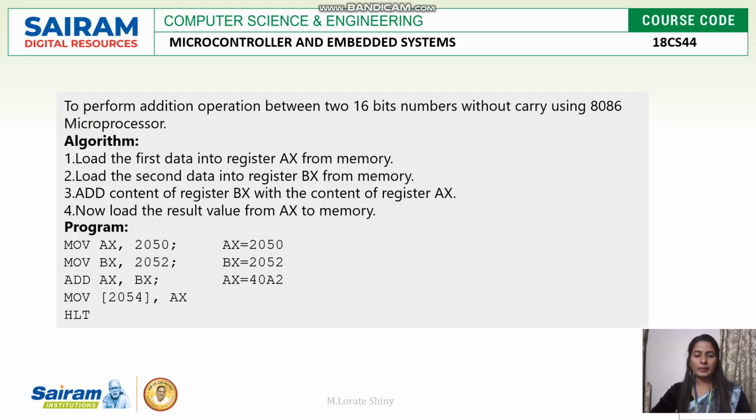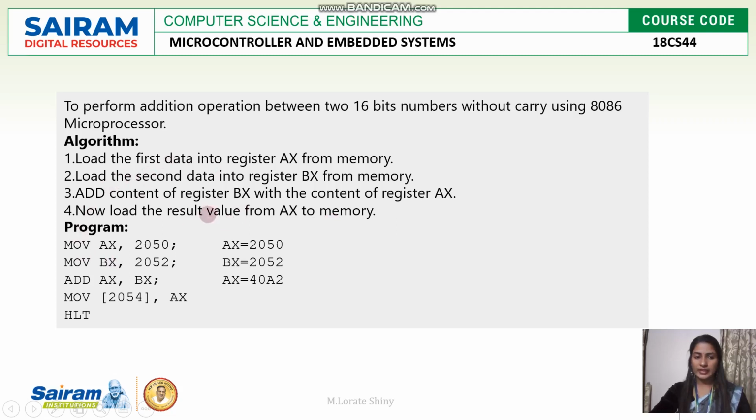Comments, if you want, we can write the comment or we can neglect that. So, one simple program to perform addition of two 16-bit numbers without carry. First we have to write the algorithm. In the algorithm we will write step by step. First we load data 1 from memory to register AX. Then we load the second data from memory to register BX. Then we add both AX and BX contents. Now we store the result again in the memory.